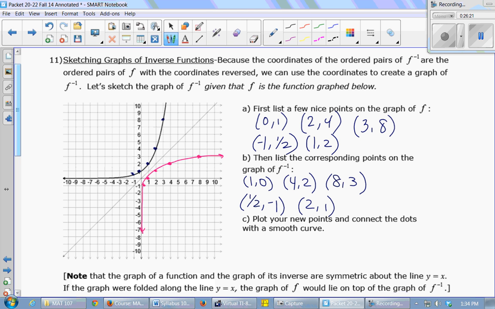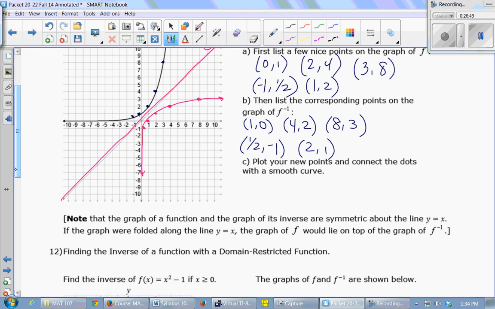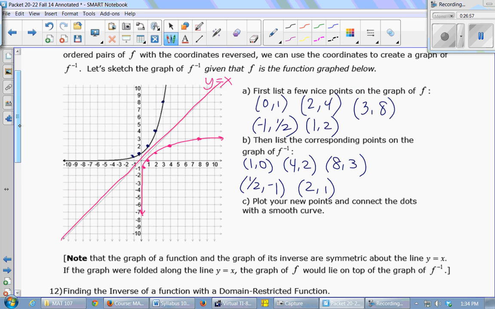And what do you notice about the graph of f and the graph of f inverse? They're mirror images of each other, and where is the mirror? It's not the origin. It's this line. This line is the mirror. What's the equation of that line? y equals x. Yep. So the graph of a function and the graph of its inverse are symmetric about the line y equals x. Imagine folding your graph along that line. Your two pieces would lie on top of each other.